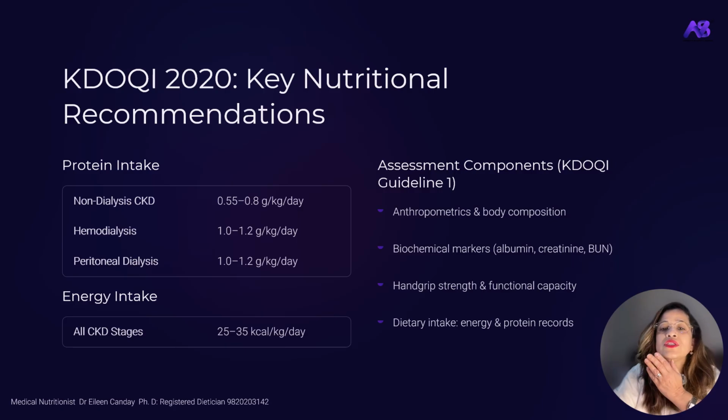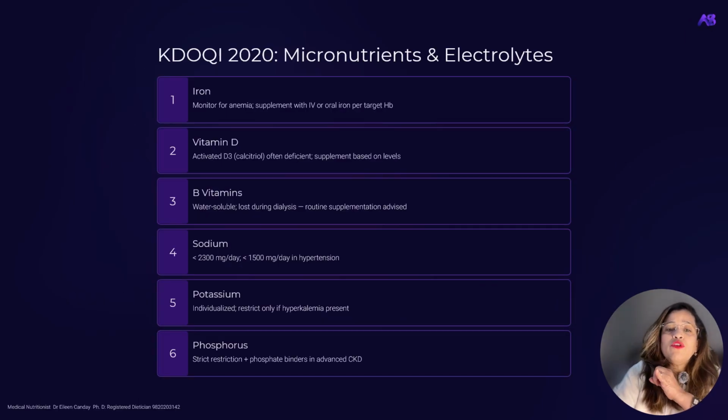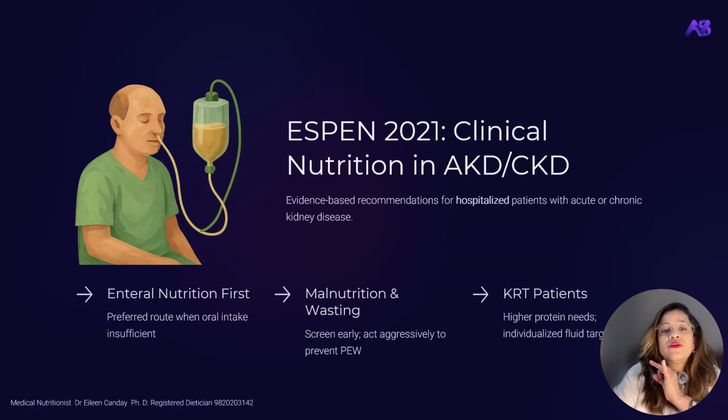Use your biomarkers, take a look at the albumin, the creatinine, the BUN, and then do your assessment accordingly. Check for iron, vitamin D, and other vitamins as well. In the ESPEN 2021 guidelines for clinical nutrition in acute or chronic kidney patients, there are three key takeaways.